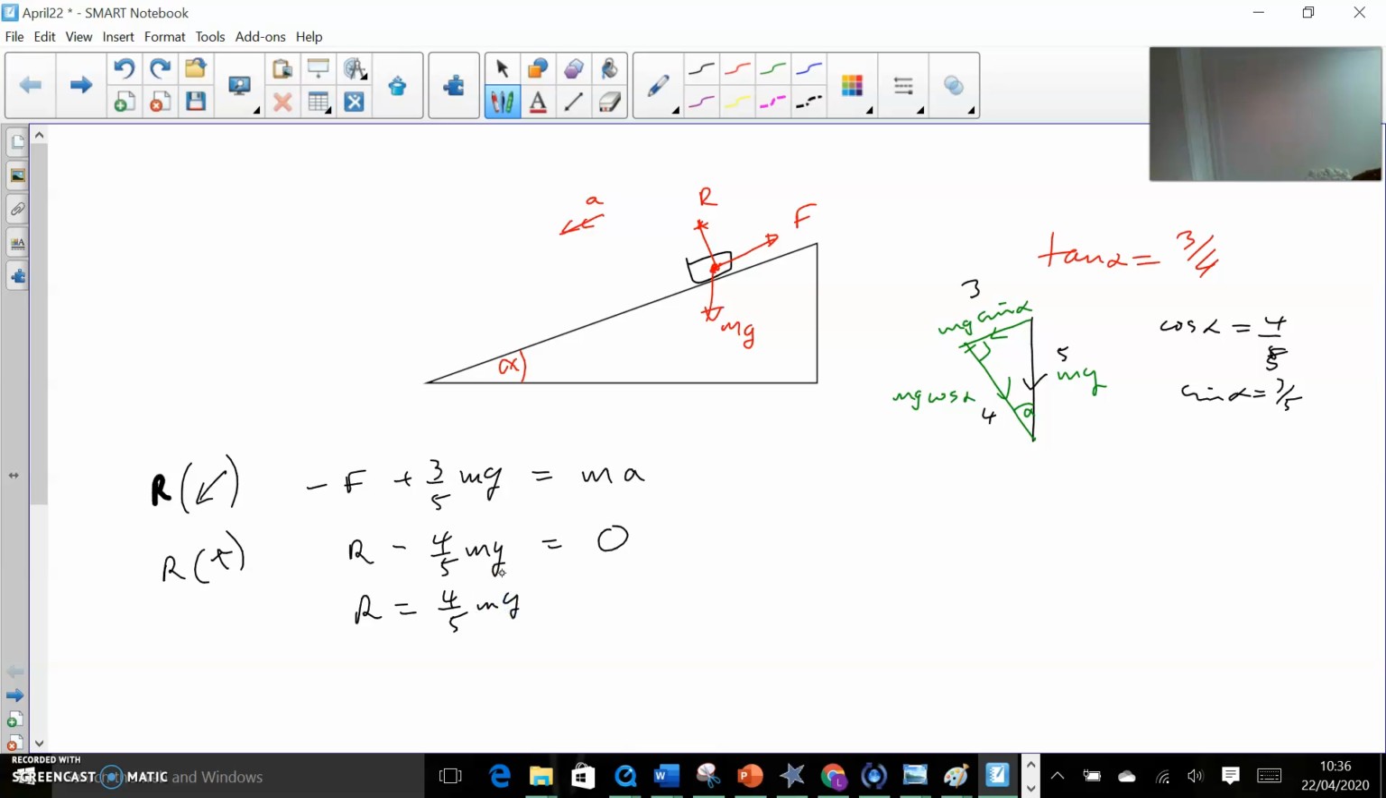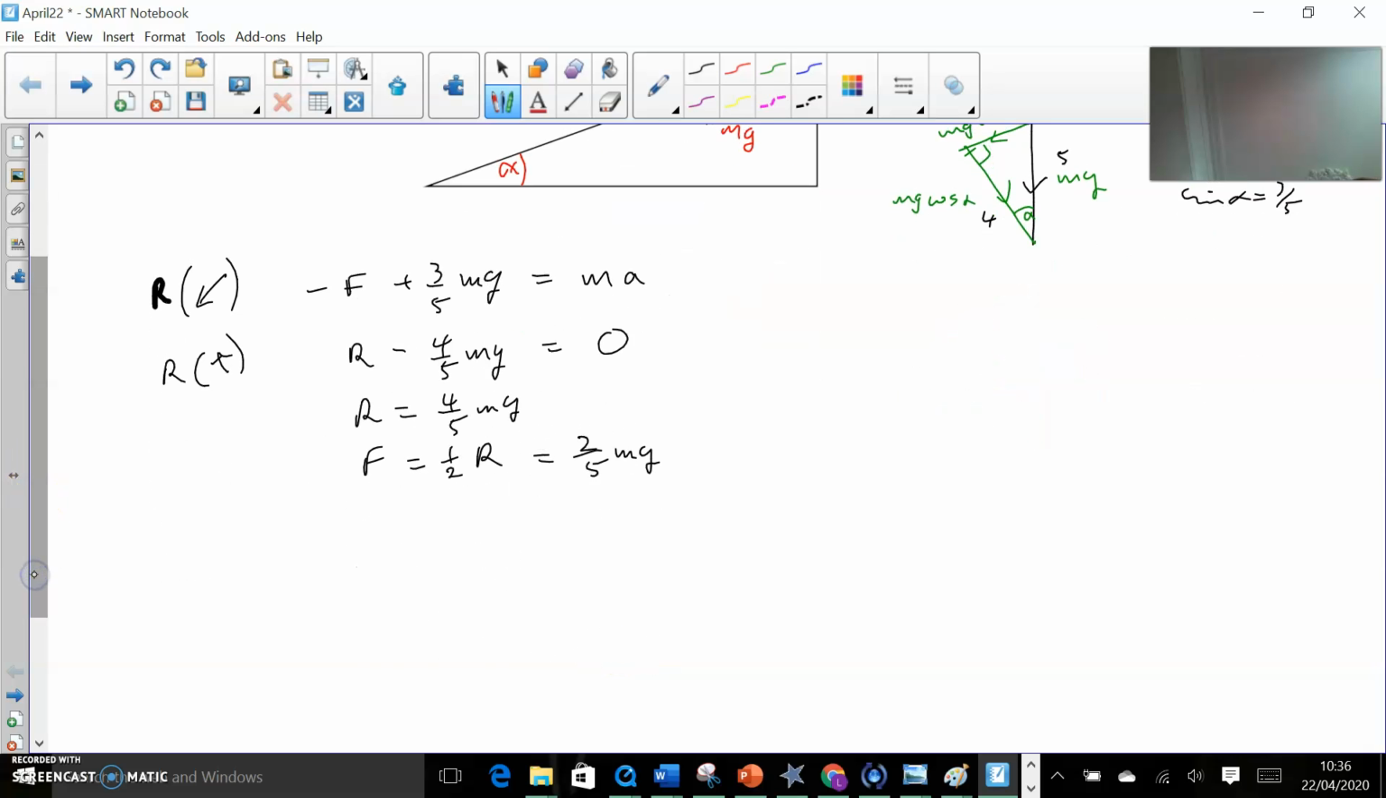And we know we have limiting friction because it's moving. So we have F equals mu R, and mu is 1/2. So F equals 1/2 of 4/5 mg, 2/5 mg. So then we can substitute that into the first equation. We'll call that equation 1, and that equation 2. So we have minus 2/5 mg.